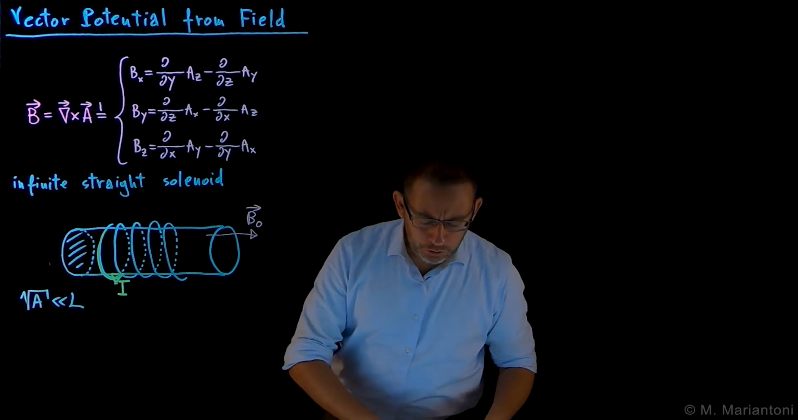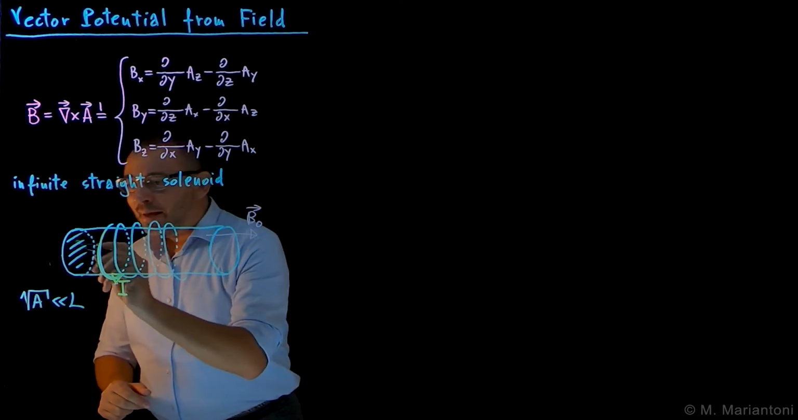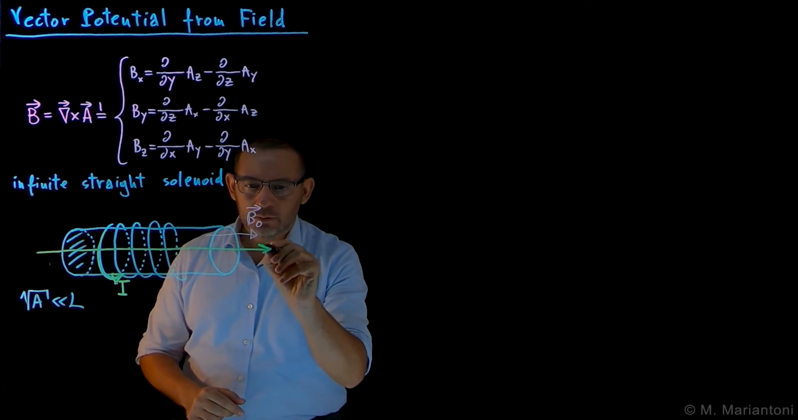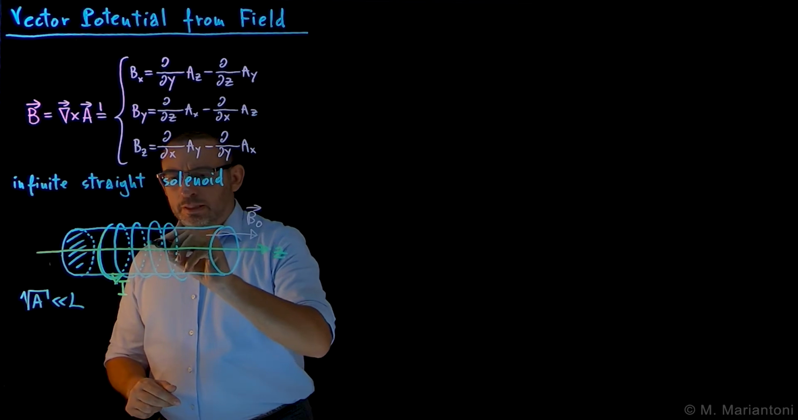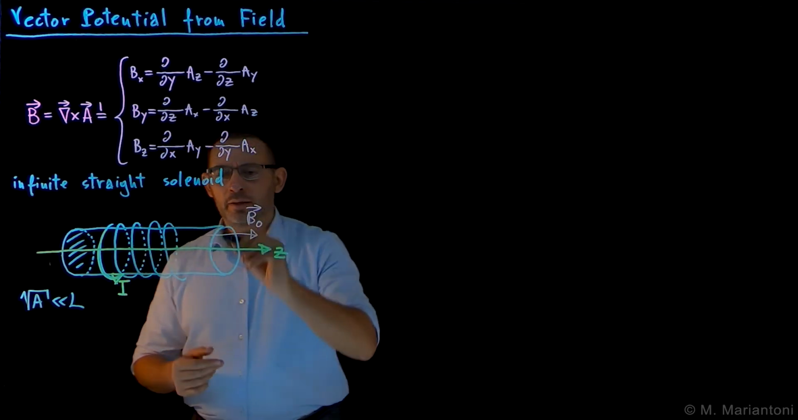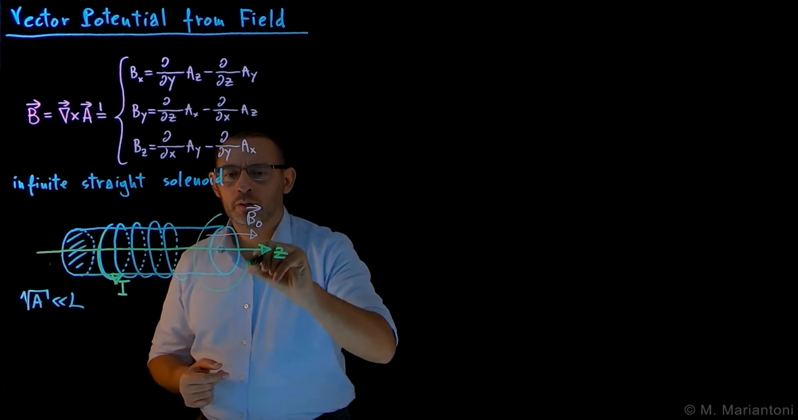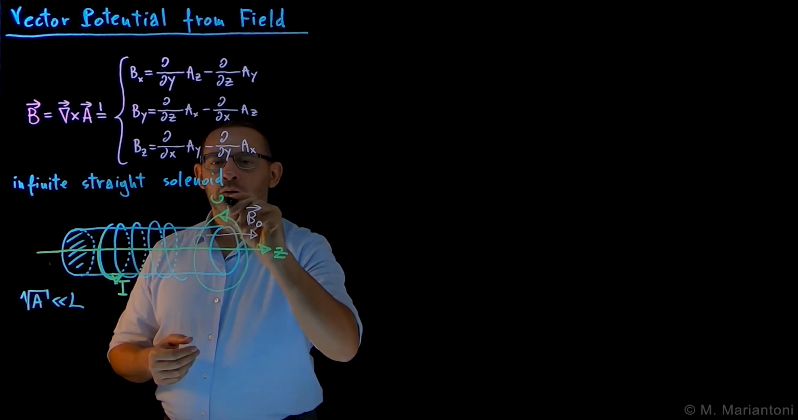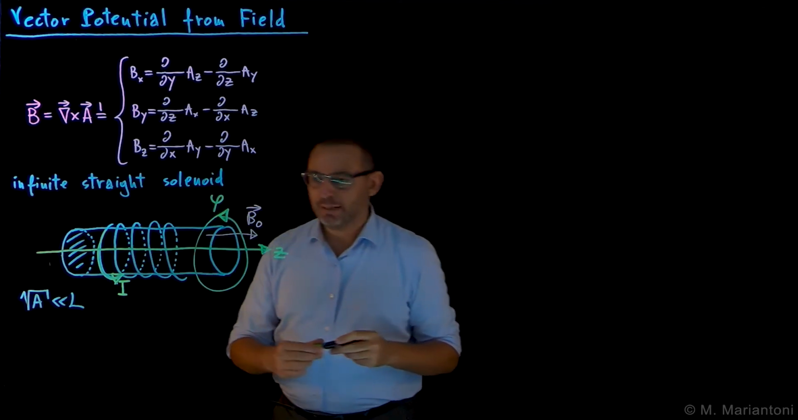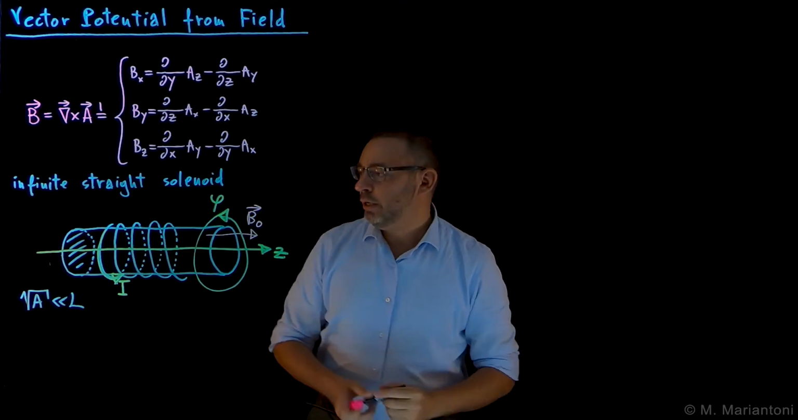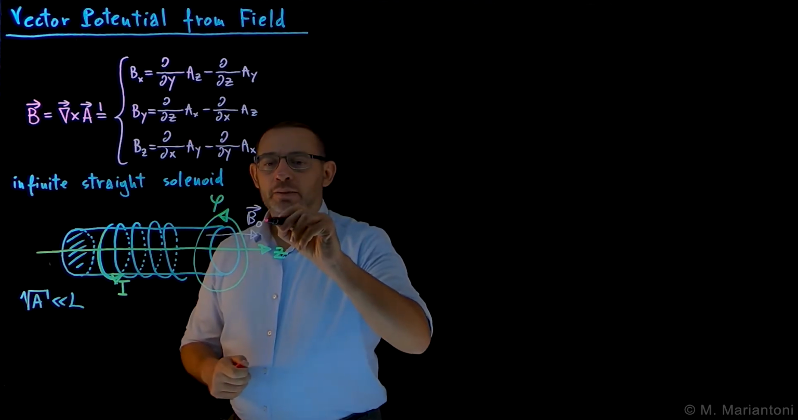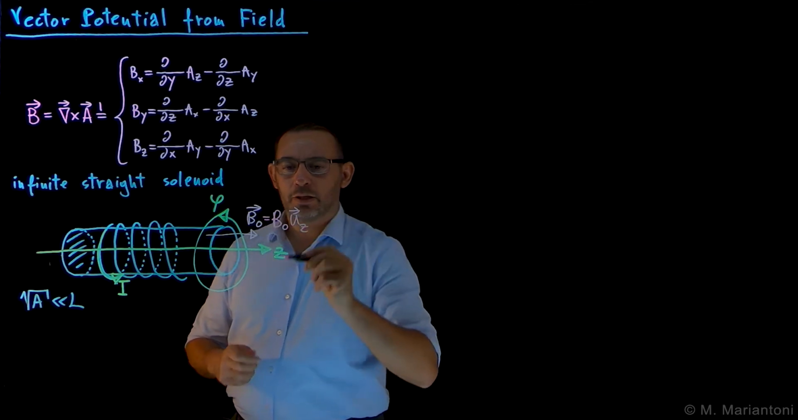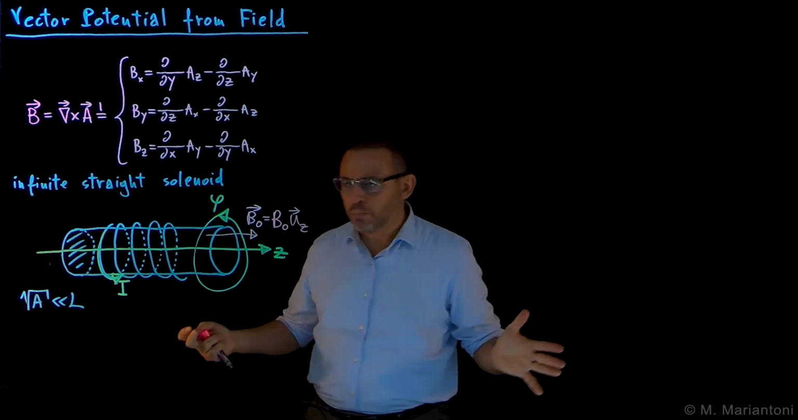We can, of course, use a cylindrical coordinate system where this is the z-axis. This would be the r-axis, which I'm not going to sketch, and phi was in this direction. Again, right-hand rule, so z and B naught have the same direction, so that we can rewrite B naught as an amplitude B naught times the unit vector along the z-axis, uz. There are no other components.